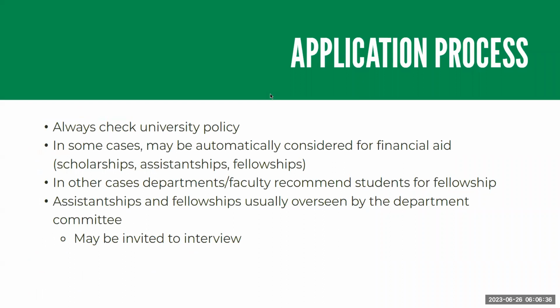So generally speaking, you should always check the university's policy for their financial aid, fellowships, and assistantships processes before you apply for fellowships or assistantships because universities don't always have the same processes. For some universities, you might be automatically considered for financial aid when you apply to the university and opt into receiving financial aid. For other universities, you might need to have a faculty member or a departmental nomination first before you're eligible to receive a fellowship.